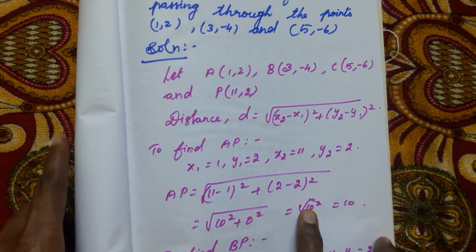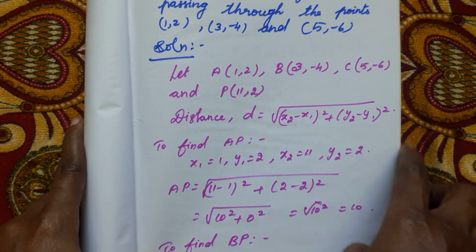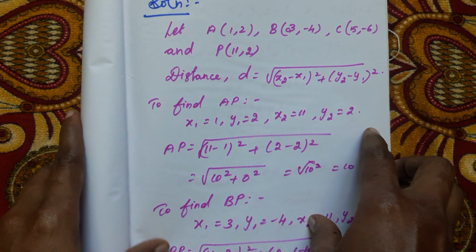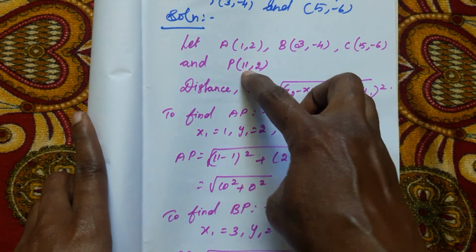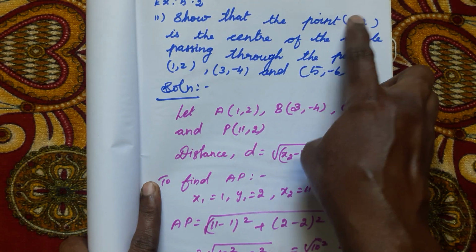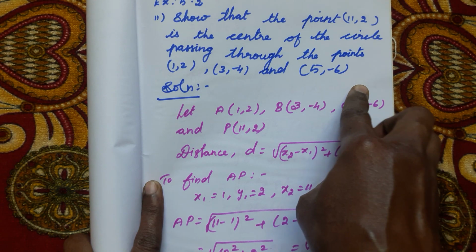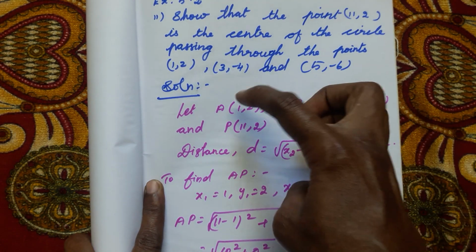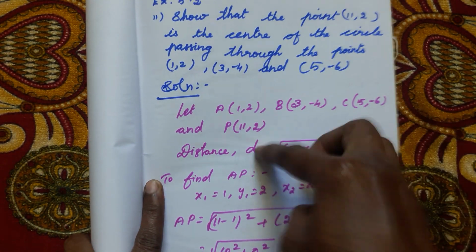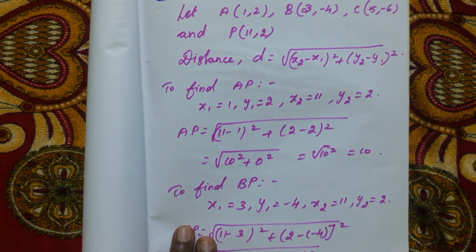Distance d is equal to the formula root of (x2 minus x1) the whole square plus (y2 minus y1) the whole square. We want to prove that the point (11, 2) is the center of the circle passing through these points. So it is enough to prove that AP is equal to BP is equal to CP. First we want to find out AP.